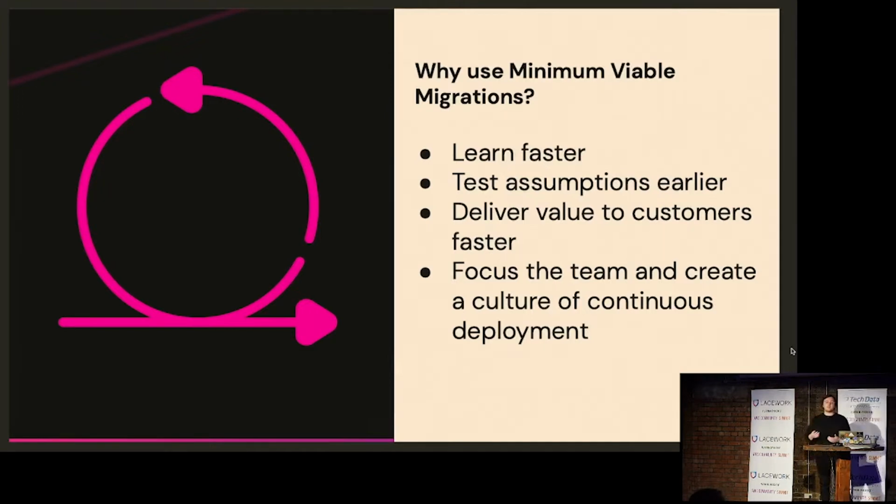Very similar to why do we do MVPs. We learn faster, we test assumptions earlier. We're going to be adding a lot of new technology in the new system. Maybe we're assuming it's going to scale. Maybe we're assuming its cost is going to be good. Maybe we're assuming our existing engineering teams are going to be able to build and run with it. And it allows us finally to focus a team on a culture of continuous delivery.